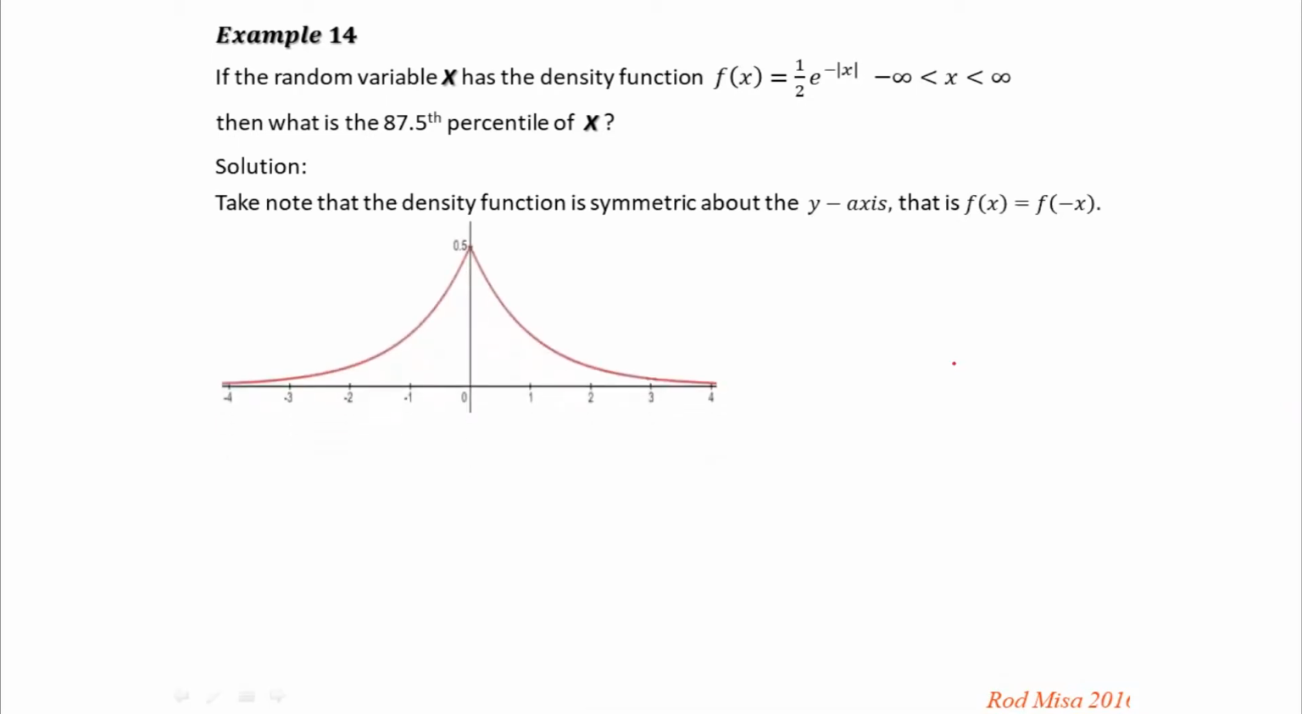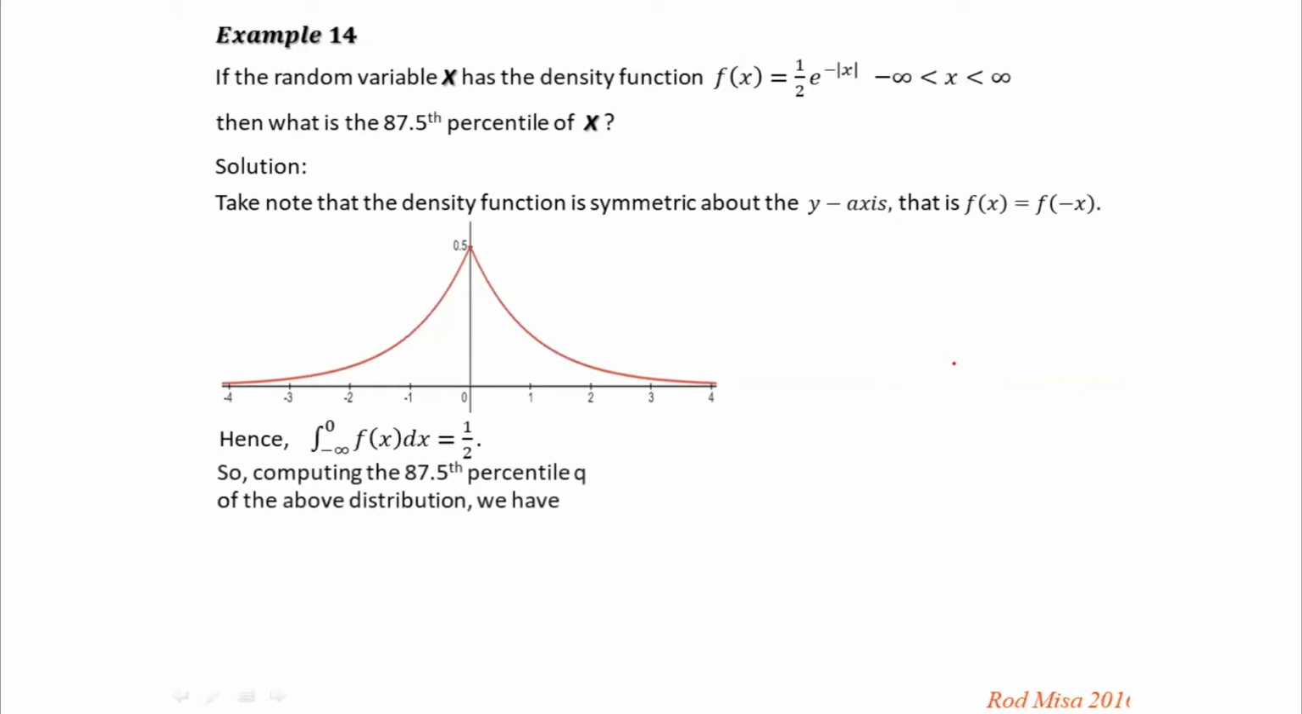Since this is symmetric about the y-axis, the y-axis is the center of this distribution. So the left half is just the same as the right half, and this point of reference is the y-axis. Hence, our integral of f of x dx from negative infinity to 0 is 1/2, which means that the area under the curve from negative infinity up to 0 is 1/2, because that is half of the distribution.